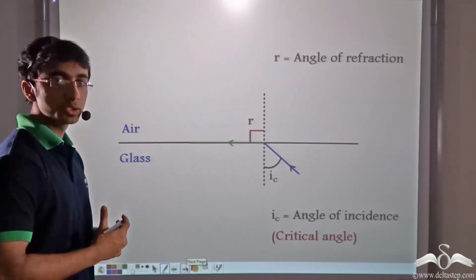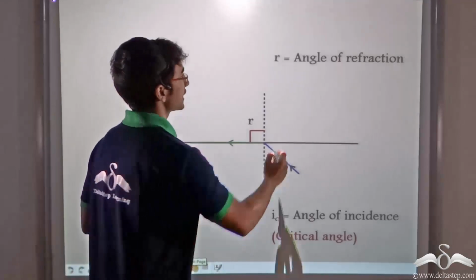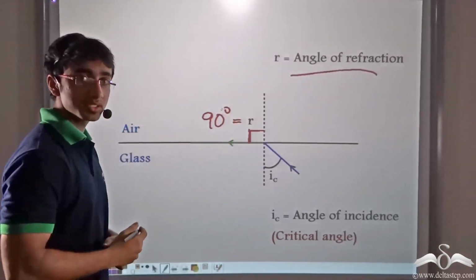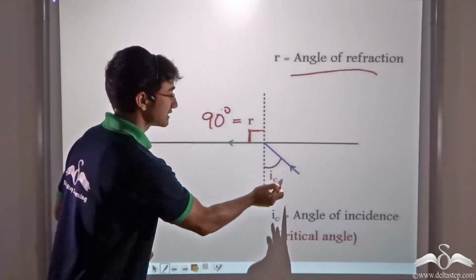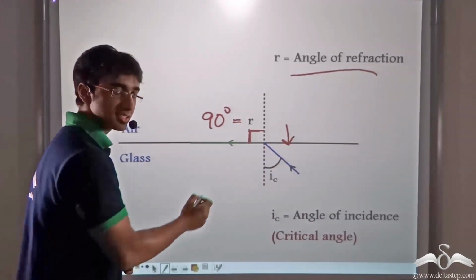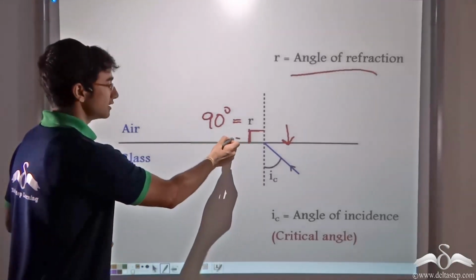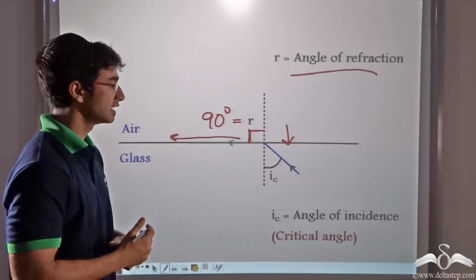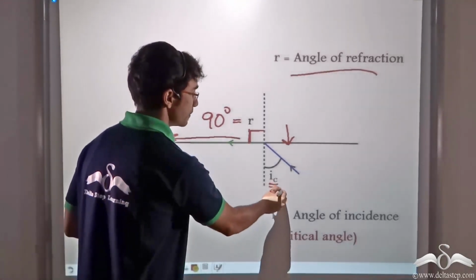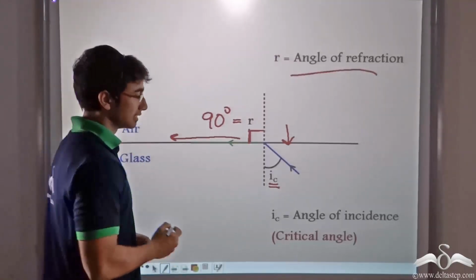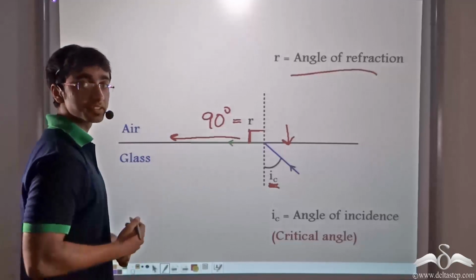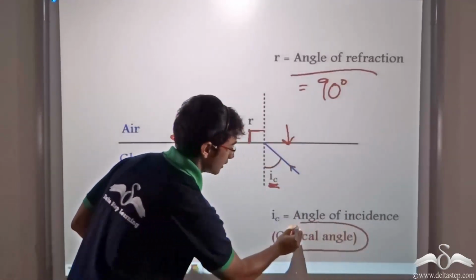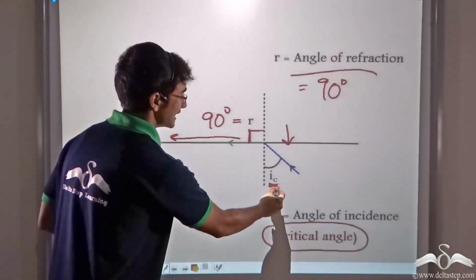If we go on increasing the value of I, a time will come when the angle of refraction, that is R, becomes equal to 90 degrees. In other words, here you can see that for a ray that is incident on the glass-air interface from glass, the refracted ray is leaving parallel to the interface, or in other words, it is leaving along the interface. Now what happens if we increase the angle of incidence beyond this point? You will also notice that this angle of incidence for which the angle of refraction is equal to 90 degrees is known as the critical angle. The critical angle is denoted by IC.